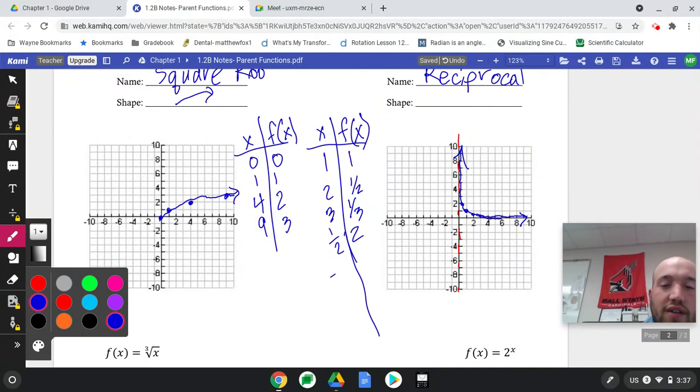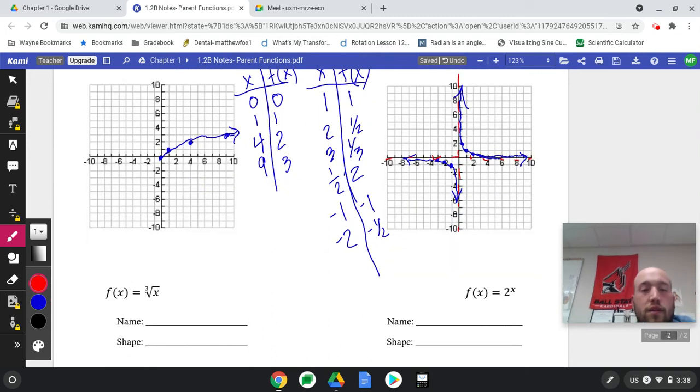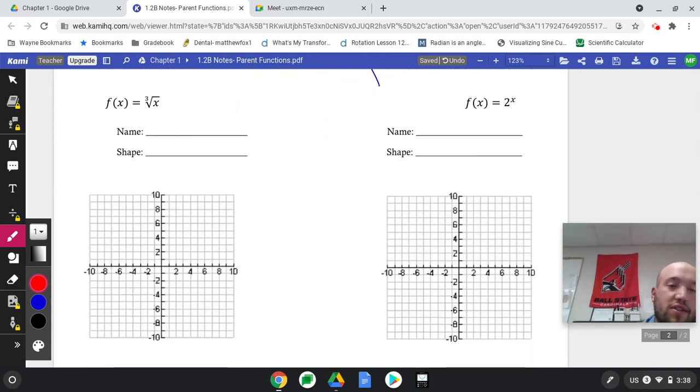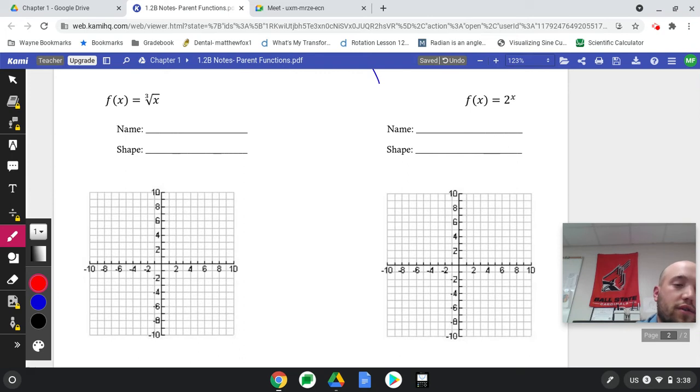What if I plug in a -1? I'm going to get -1. If I plug in a -2, I'll get -1/2. Okay, the same approach. It's going to get closer and closer to the x-axis, never going to touch. Closer and closer to the y-axis, never going to touch. So if we want, we could also put in that red dotted line on the x-axis. Okay, we're almost done. I'm moving fast. Just pause or rewatch if you need to.